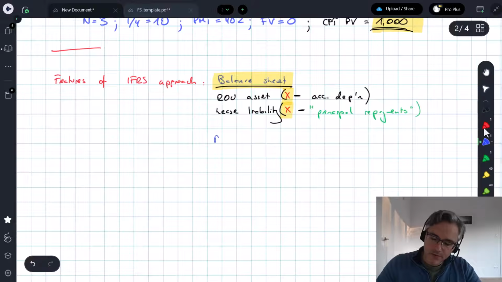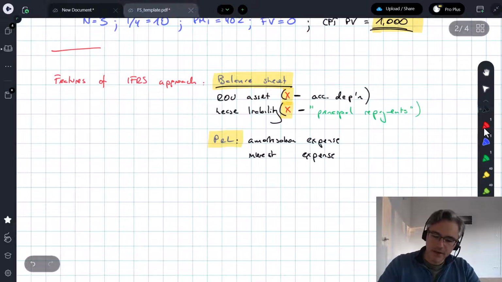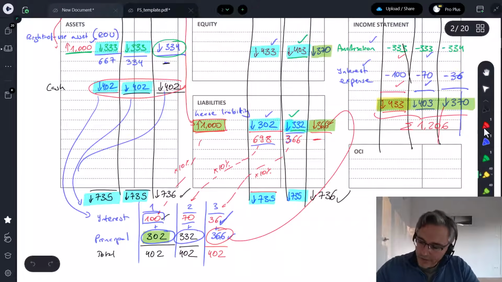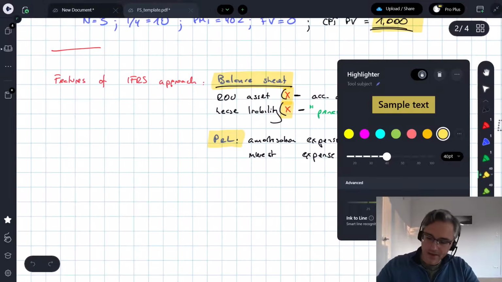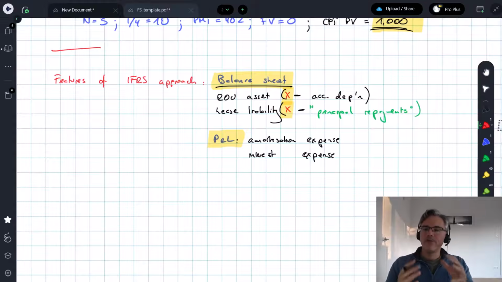Now, in terms of what happens in your P&L, like you saw, within P&L there are two lines that get affected. We've got amortization expense, and separately from that, we've got the interest expense. And everything connected with the cost of that lease, in total, we spent 1,206 in total payments. And that was also recognized in P&L over the 3 years. But it goes via these three lines.